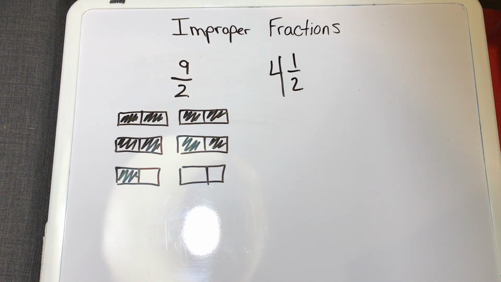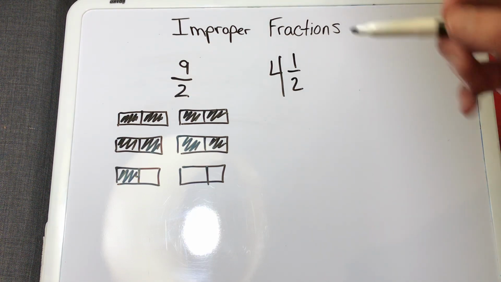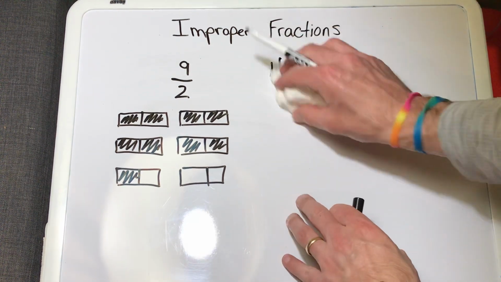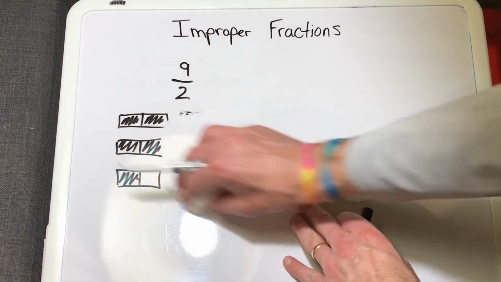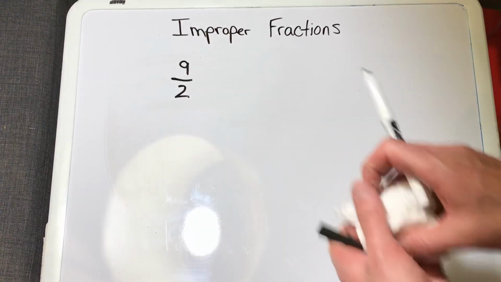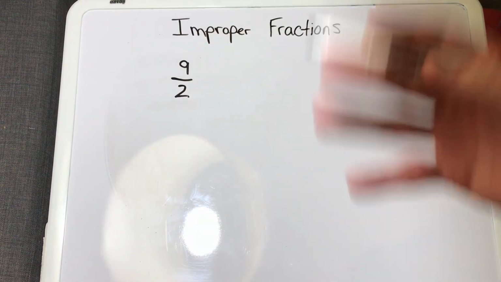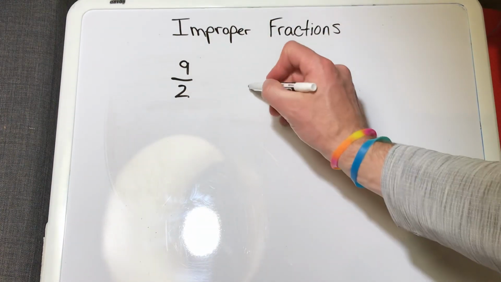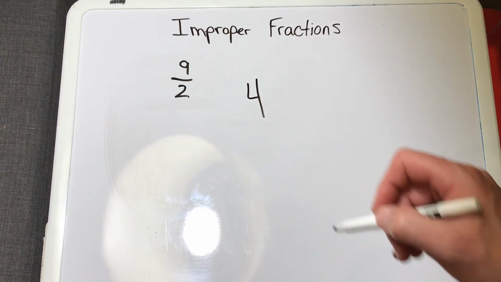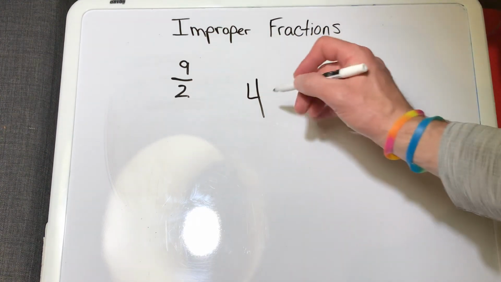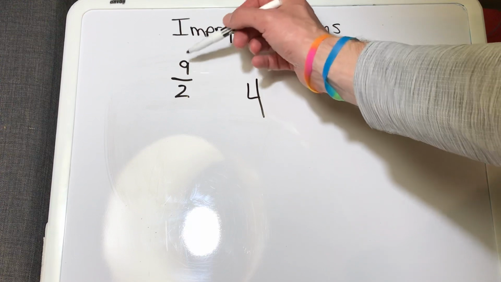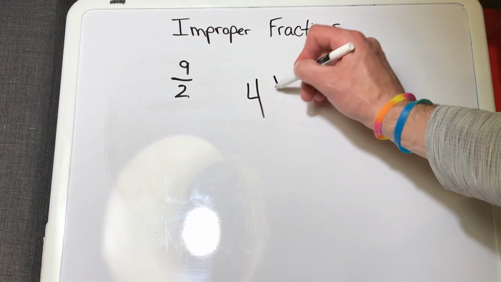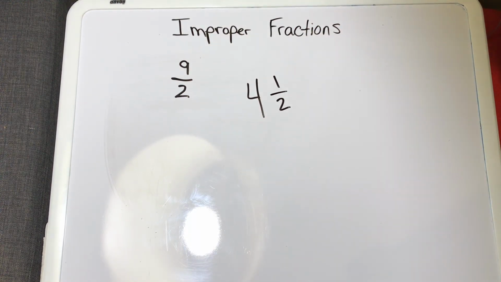Now, that's the math behind it. If we don't want to draw out that many chocolate bars every time, we can do this. If I've got 9/2, I know that 2 goes into 9 4 whole times. So I'm going to have 4 wholes, and there's going to be 1/2 left over, because 4 2s is 8. So to get to 9, I have one more half.